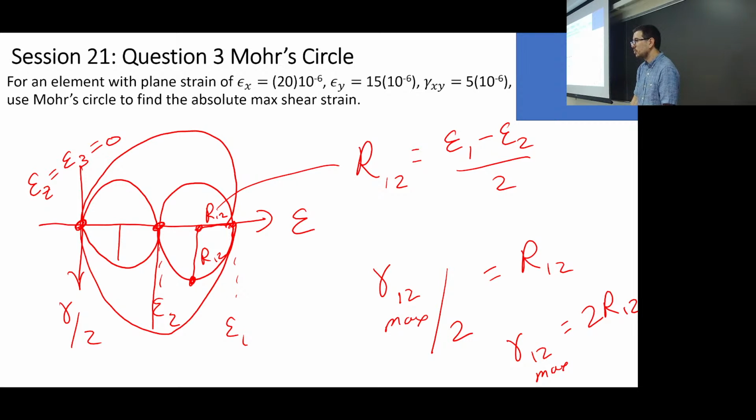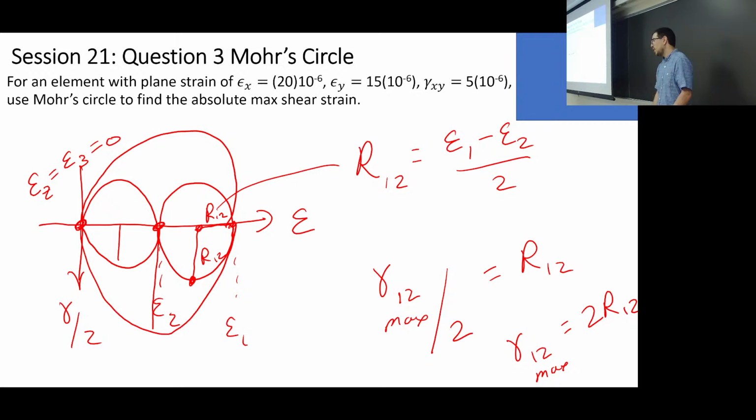Yes? In order to record everything on the chart as gamma over 2, do you have to divide your gamma value, your initial one, by 2? Yeah, that's what we're saying. The first thing is divide by 2, and then the last thing is multiply by 2, if you're interested in the shear strains, or if you're dealing with shear strains.